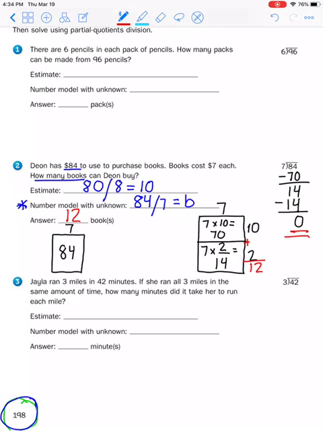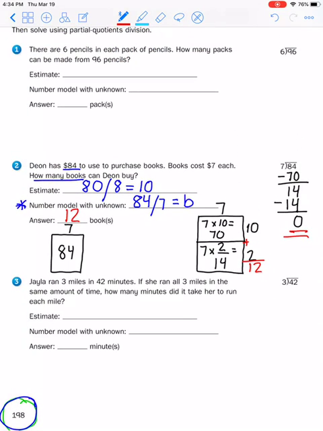All right, let's go on to number 3. Jayla ran 3 miles in 42 minutes. If she ran all 3 miles in the same amount of time, so that means equal, how many minutes did it take her to run each mile? So you're going to take that 42 minutes and divide it, because when you divide, you're dividing it evenly if you don't have anything left over, if you have no remainder. So you're going to take 42 and divide it by 3, which will equal how many minutes she ran each of those miles.